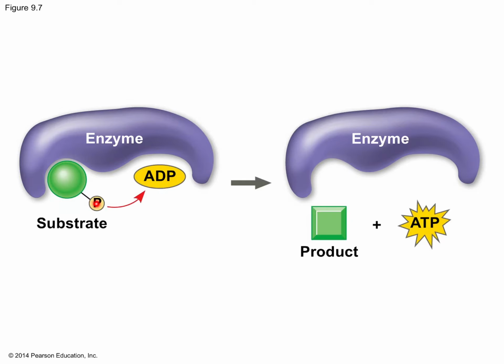So this substrate molecule is a high energy molecule. You know that because it has a phosphate group attached to it. Well, if that substrate molecule fits into the active site along with an ADP, the enzyme will break this bond connecting the phosphate to the substrate and then attach that phosphate group, that high energy phosphate, to ADP, making ATP.